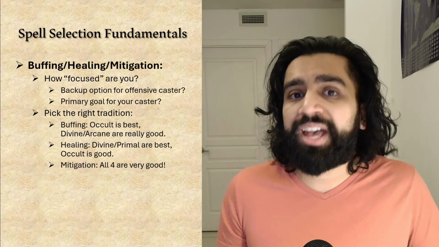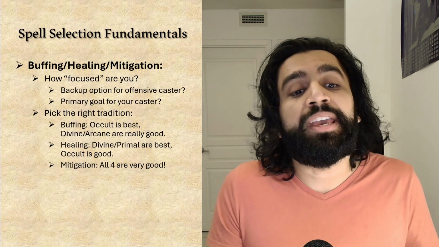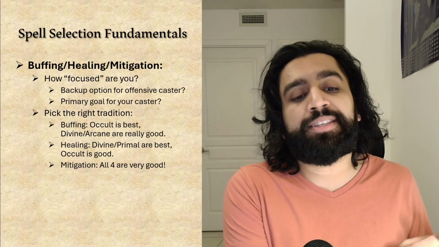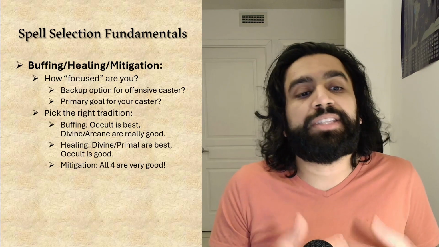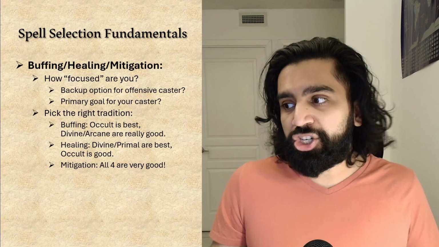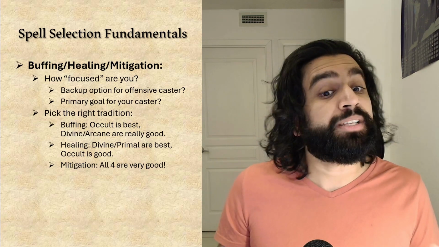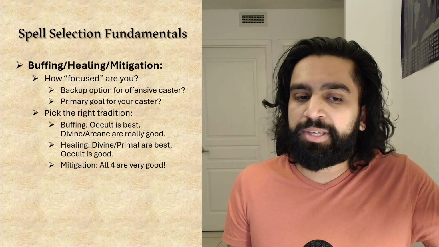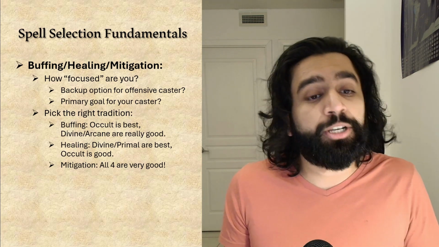Throw in a Shattering Gem or a Hidebound or a Heightened Invisibility. Your friends will feel good, and you won't have to worry about the enemy's defenses if they line up really well against the offenses you brought to the table. So mitigation makes for a really good backup option, whereas buffing and healing make for really good primary options. Mitigation can also be used as part of a healer's primary toolkit, though.